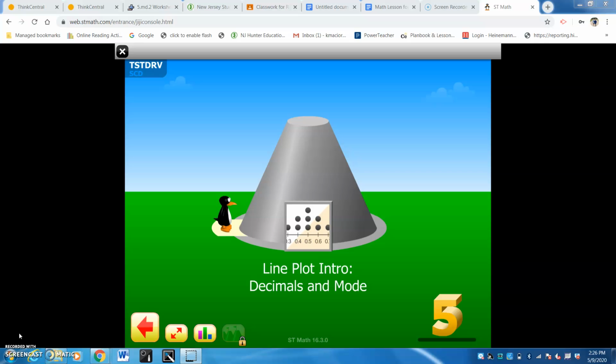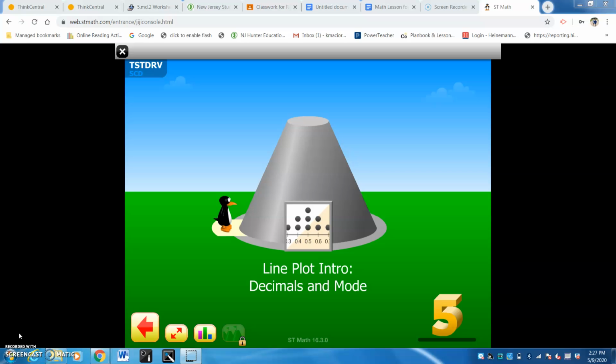Just like in Reader's Workshop, we'll be moving on to a new concept here in math as well. We're going to be looking at line plots. So we're working with measurement still. We were doing area and volume of rectangular prisms in the last unit. And now we're moving on to line plots, which is another way to measure data.